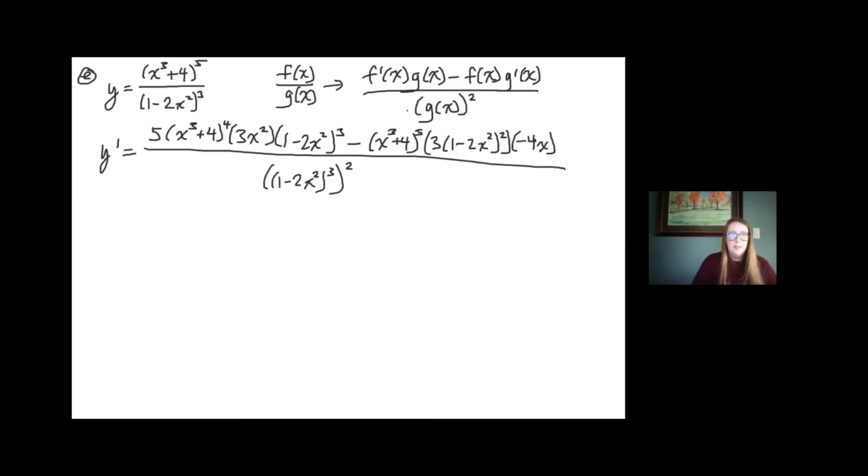Okay, so that is the derivative, but we're going to use some algebra to simplify the way that this looks. Okay, so stay with me here.